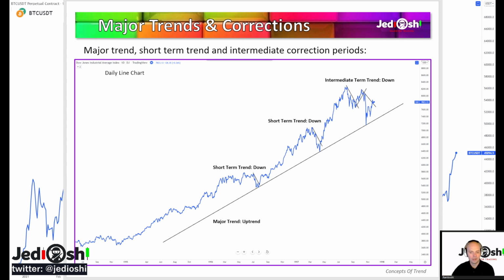Inside the major trend, we have shorter trend corrections and down periods. So I just drew 2 on here for you. One here in the middle of 1996, and then one in 1997. And then we have an intermediate term trend, which is down here at the end. It's a bigger trend, but it's within a broader major trend. And so within trends, you have sub-trends.